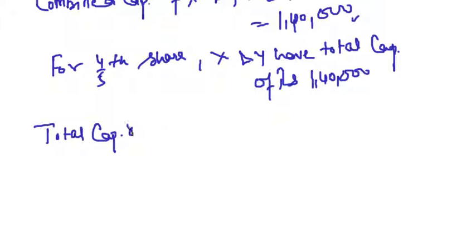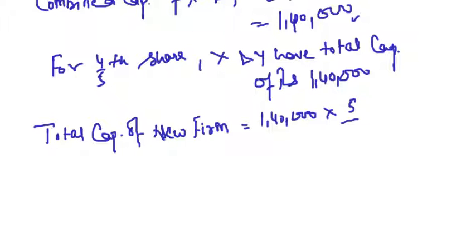Total capital of the new firm. New firm means after the admission of the partner. This will be 1,40,000 multiplied by 5/4, the reciprocal. The same way we did in method 1. There we took the base of the new partner's capital. Here we are taking the base of the old partners' capital. Total capital multiplied by the reciprocal of share. So this comes to rupees 1,75,000. Now this is the total capital of the new firm.